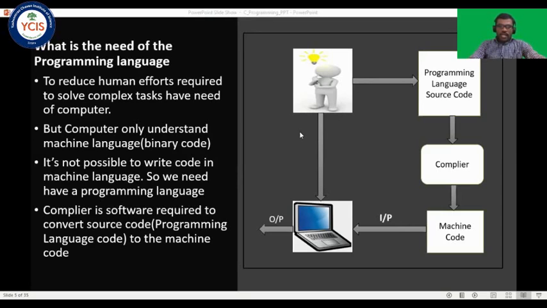So but it is very hard to write code in a machine language, so we need a programming language. Using a programming language also, you cannot communicate with the computer directly, so you need a compiler, and a compiler is nothing but a piece of software which converts the programming language into the machine language. So then machine code acts as the input for your computer, and then the computer gives us the desired output.